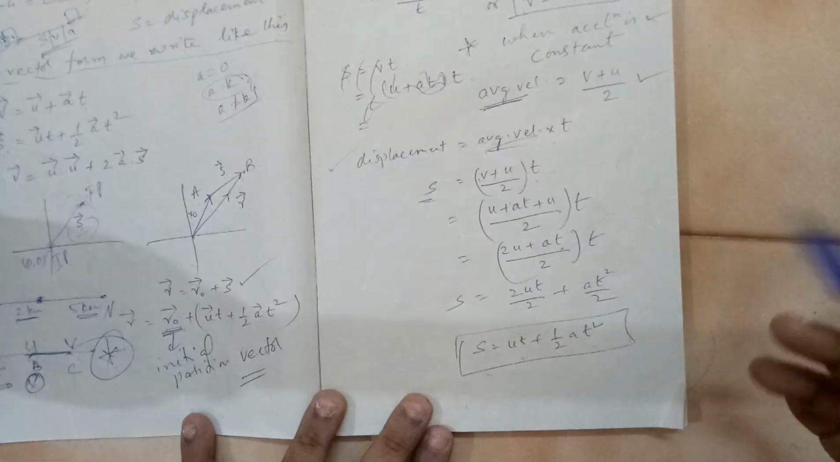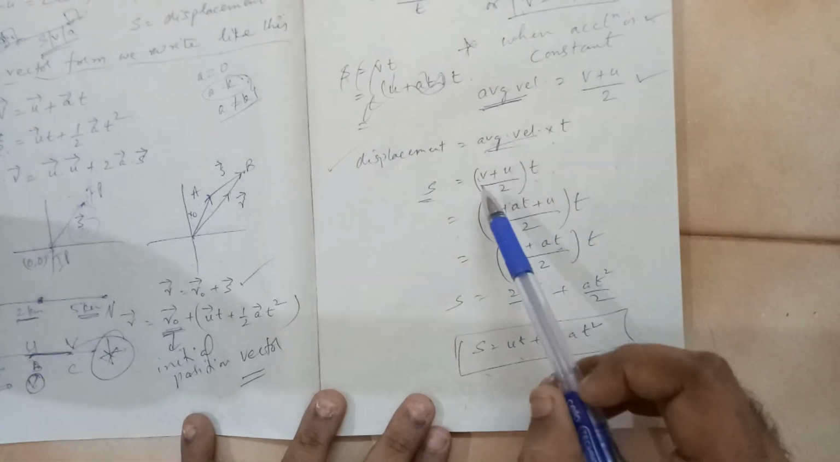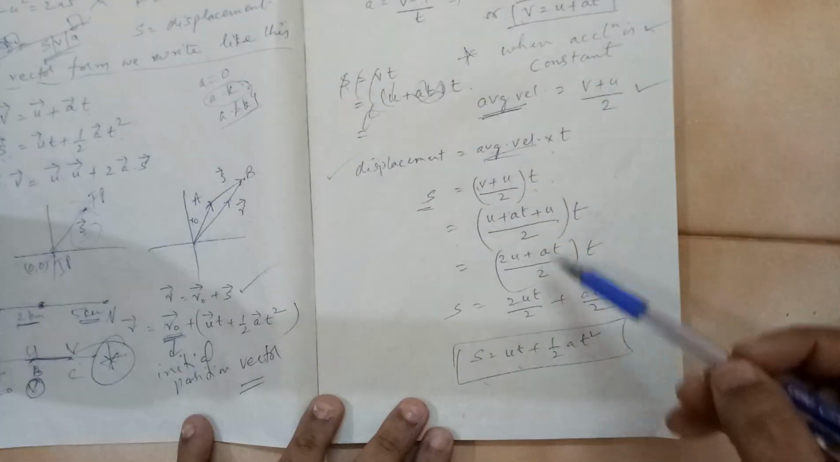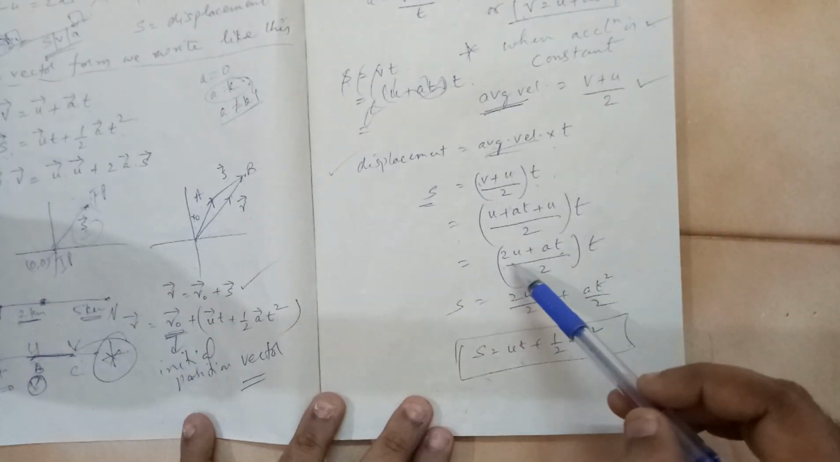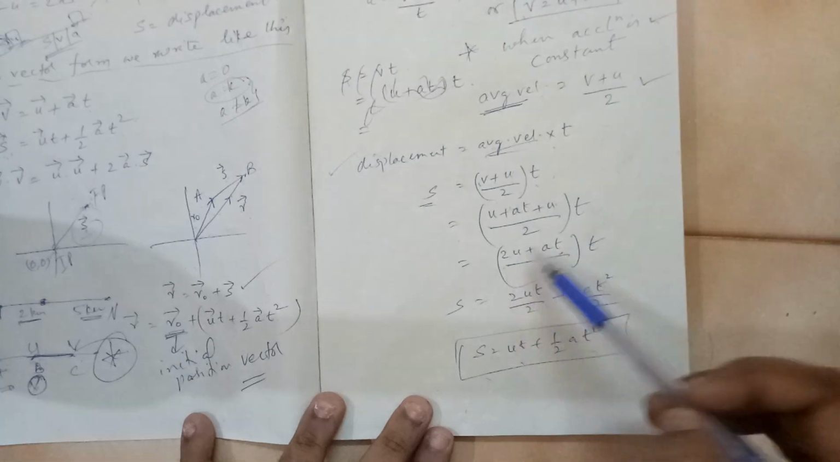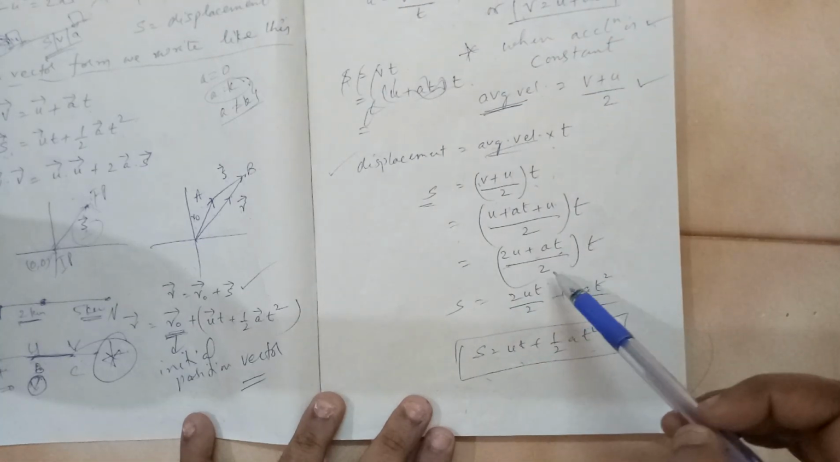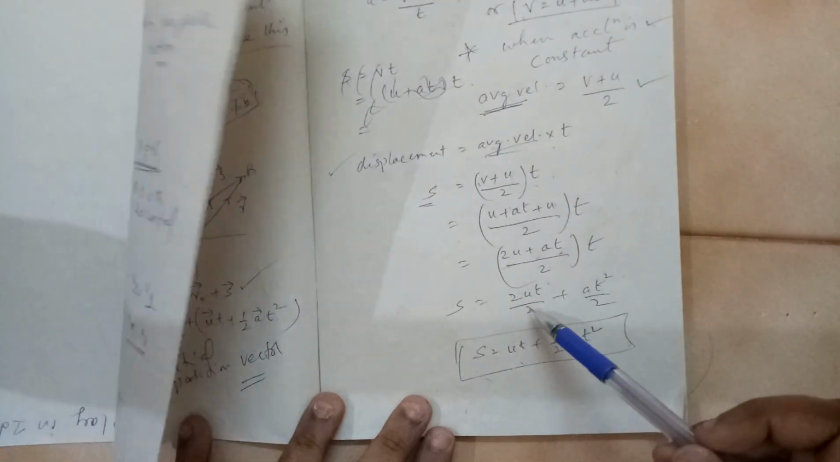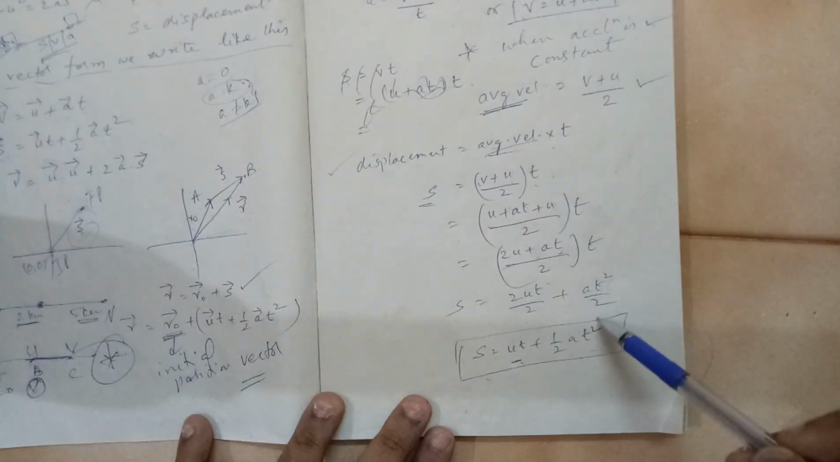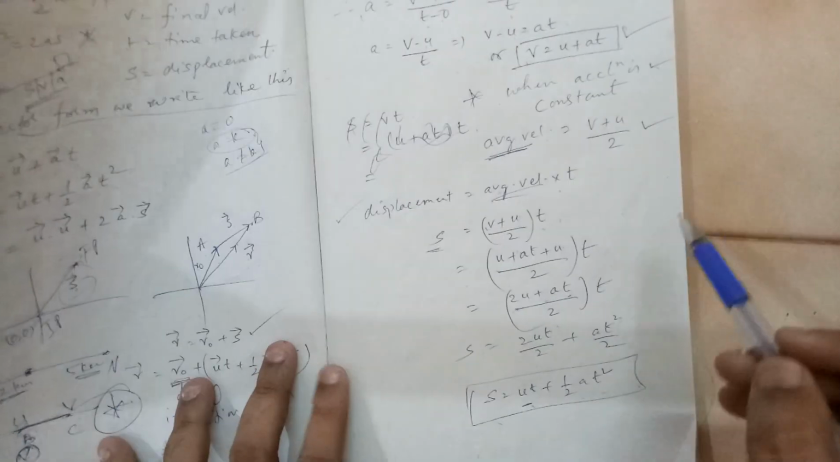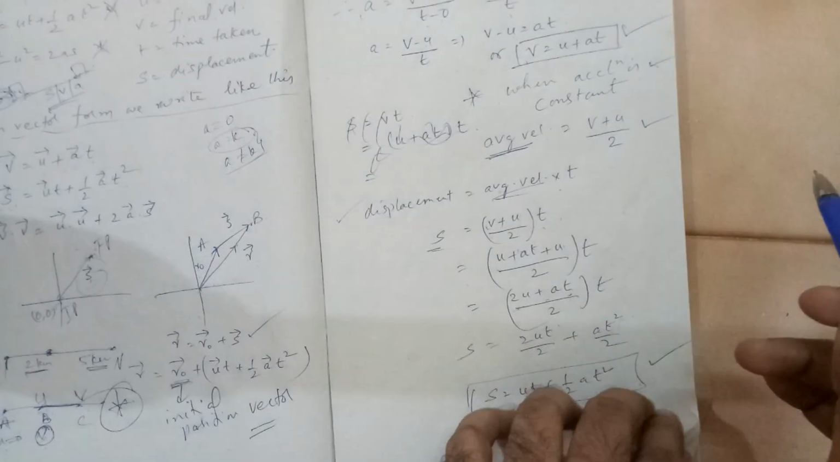Just pause the video and see the steps. In the place of v, I just put this, and after that it is a simple simplification. 2u, u and u becomes 2u. 2u plus at, by 2, just individually divided by 2. So it becomes 2u by 2, which means ut, and at square by 2. So the second equation also we have derived.